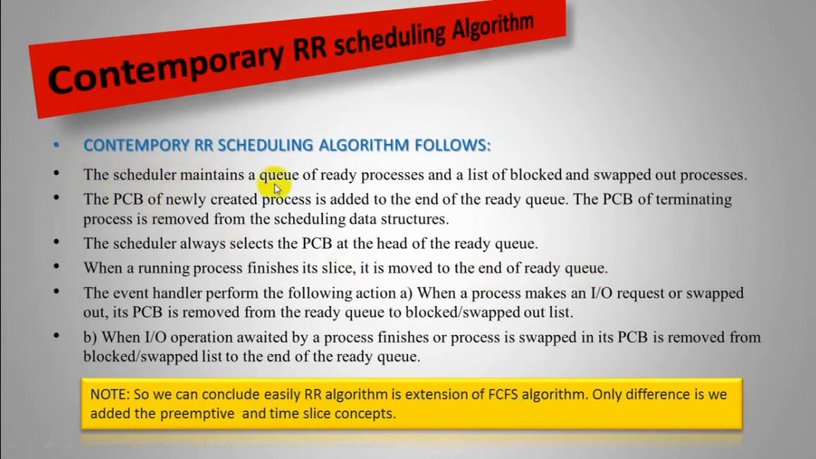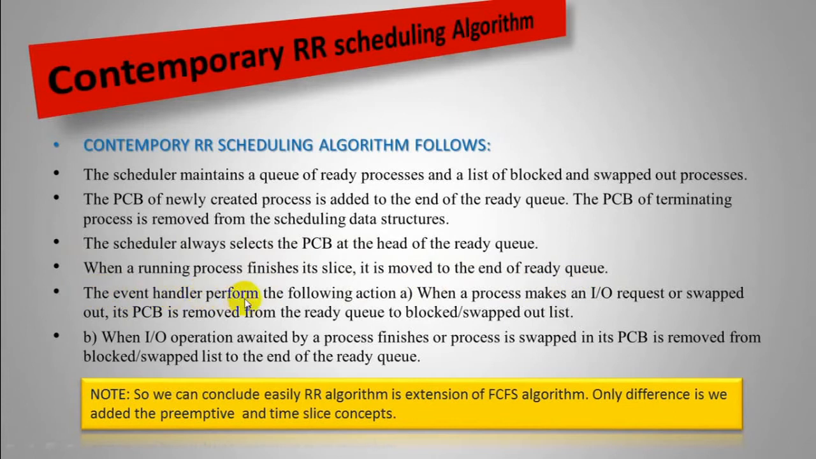The scheduler maintains a queue of ready processes and a list of blocked and swapped out processes. The PCB of a newly created process is added to the end of the ready queue. The PCB of a terminating process is removed from the scheduling data structure. The scheduler always selects the PCB at the head of the ready queue. When a running process finishes its slice, it is moved to the end of the ready queue.